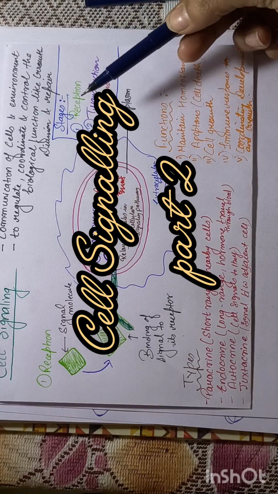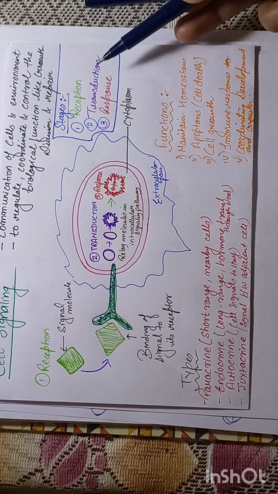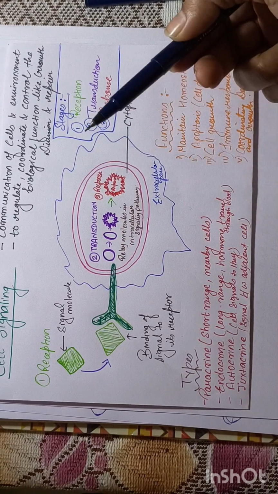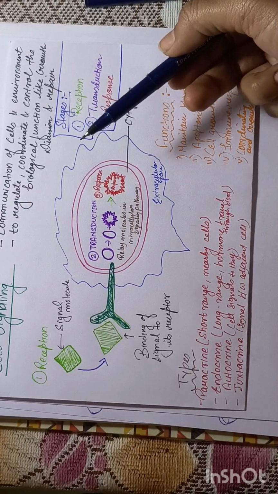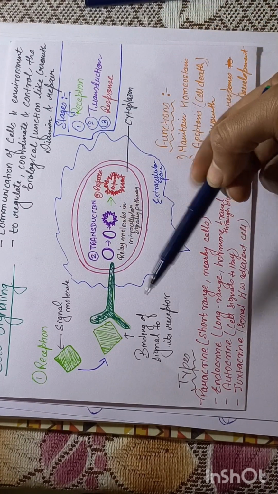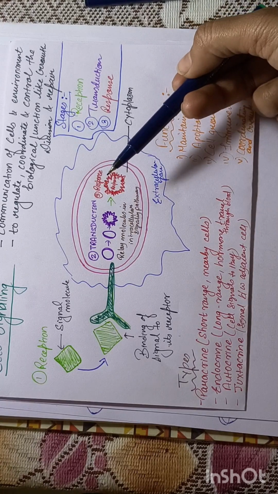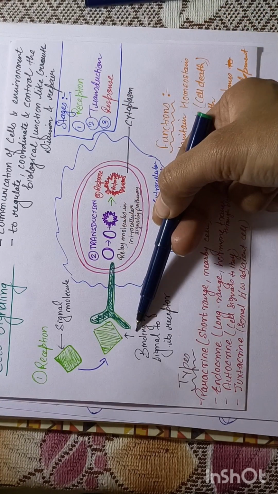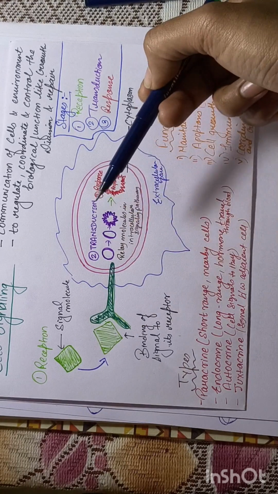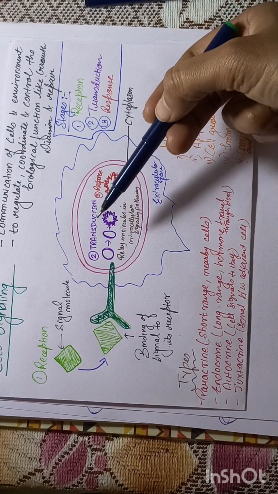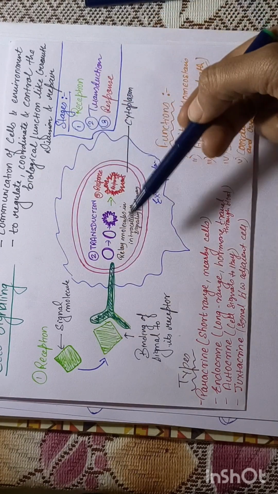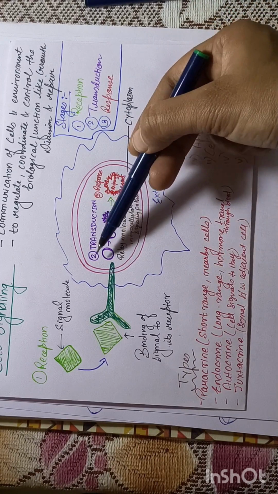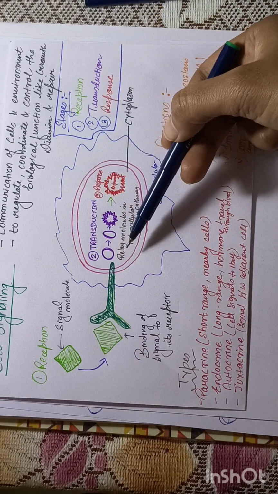So first we studied about reception, now we'll study about transduction, which is taking place inside the cell in an intracellular environment. So first, for the cell to understand what the signals are coming here, it needs to convert this extracellular signaling into intracellular signaling. And the whole process of converting the extracellular signaling into intracellular signaling is the transduction process.